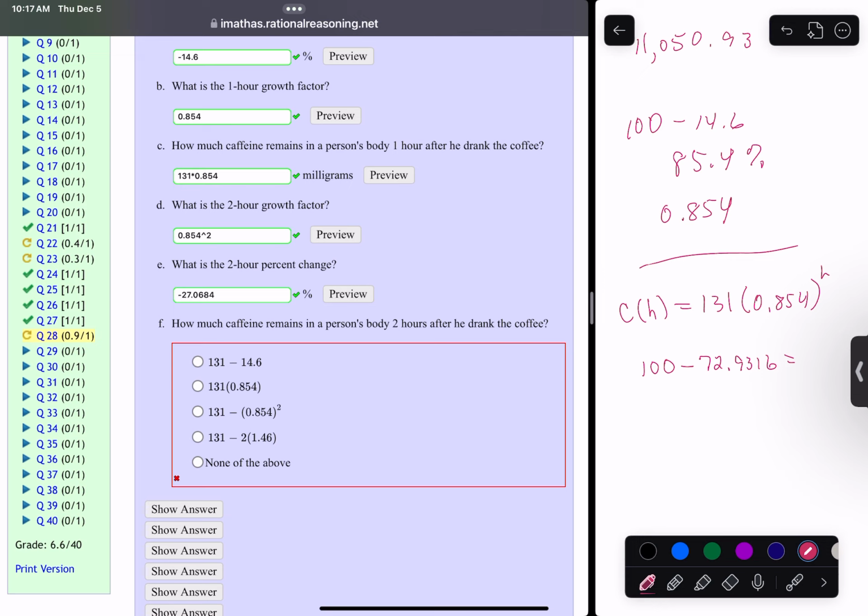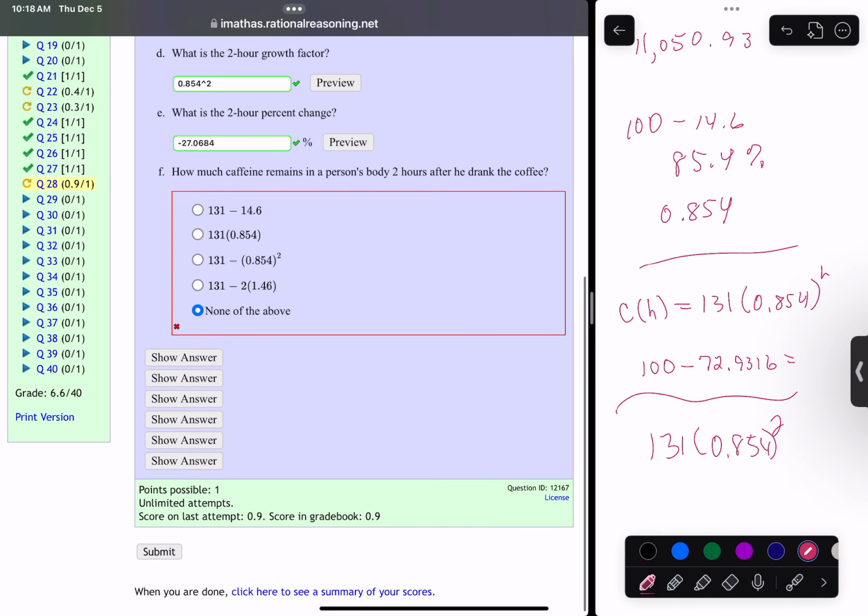So 131 times 0.146 is 19.12. I don't think it's any of those because here's the formula. I'm sorry. I was thinking to myself, those aren't right. It's 131 times 0.854 squared. So what I was doing, 0.854, I was going, are any of those equivalent to that? And they just didn't seem to be working.